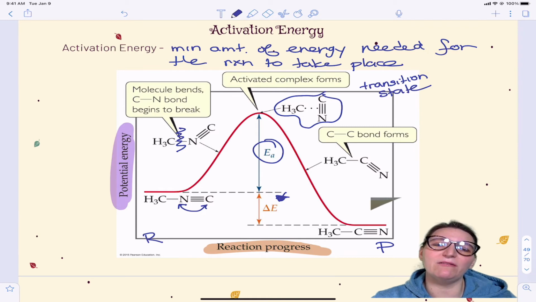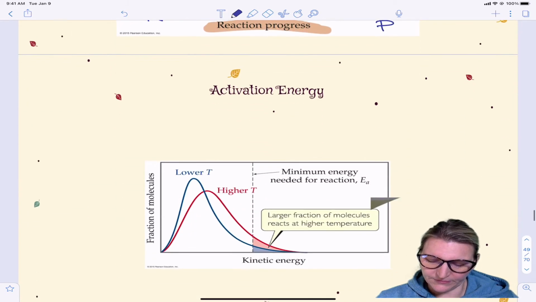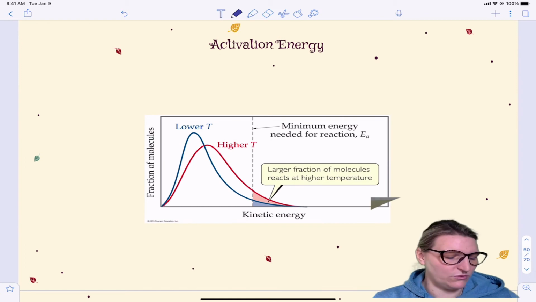And when you think about the idea of activation energy, then it makes sense why when you increase the temperature, you increase the rate of the reaction. Because more molecules will have enough energy to overcome that activation energy, right? This is that Maxwell-Boltzmann distribution that we look at all the time. And it shows us that at a higher temperature, more molecules have more energy, right?